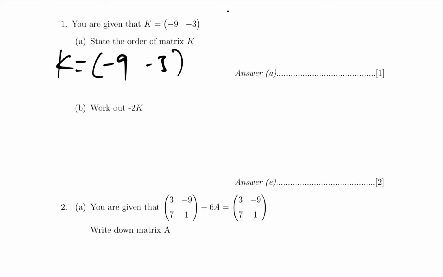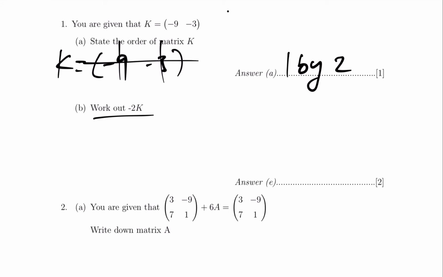Again here we have to count the number of rows first. We have only 1 row, so this is a 1 by. Then we have to count the number of columns. So we actually have 2 columns, 1, 2. So this is a 1 by 2. Okay, so we're done with the first question, and now we move on to B.